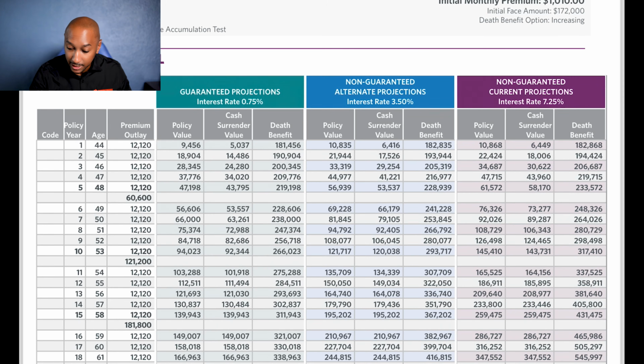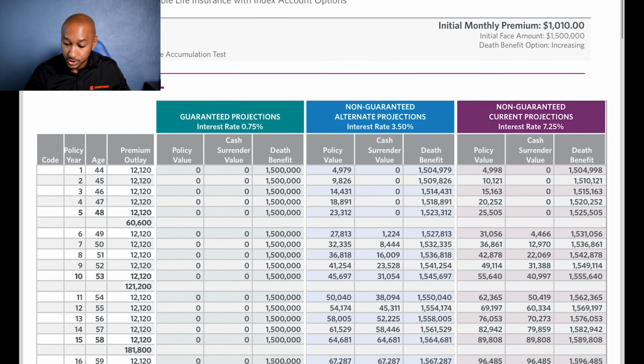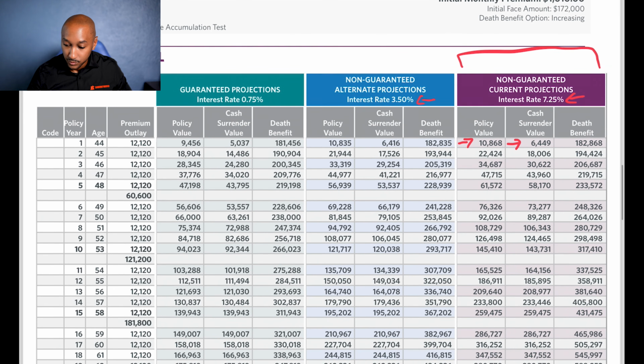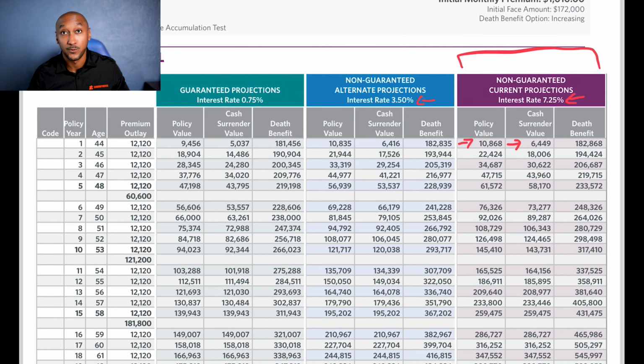Okay, so here we have the non-guaranteed sections. So let's just focus on this one. Same interest rate ran on both scenarios, but you see there's $10,000 of policy value in year one and $6,449 worth of surrender value in year one, which is a huge difference versus what we saw before, because what we saw before showed there was no cash value in there whatsoever. But then we go back to the rate that I ran, there's $6,449 in surrender value in year one. So right off the gate, you can tell this is going to be a stronger policy. You can see the policy values building up over time.